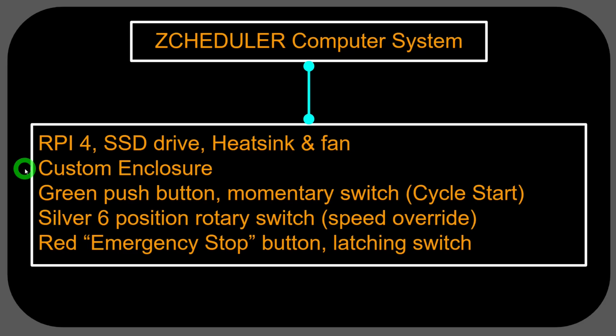On it are three buttons that we need for helping to control the system. There's a green push button. It's a momentary switch that serves as cycle start or a start key. There is a silver 6-position rotary switch that was originally intended as a speed override. Frankly, I don't even think I need that functionality anymore. The Zoomie just isn't going that fast, at least not with the motors and gearing that we're using right now. So even at its fastest speed, I can kind of stay ahead of it.